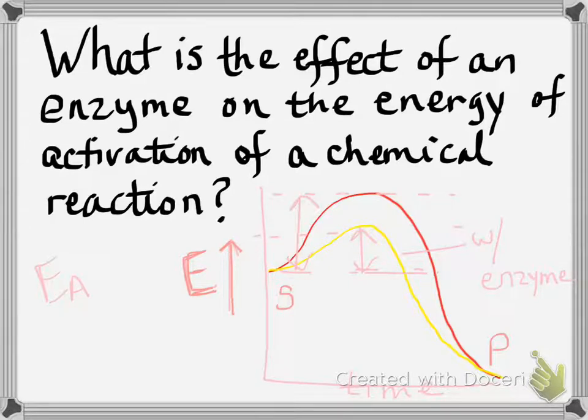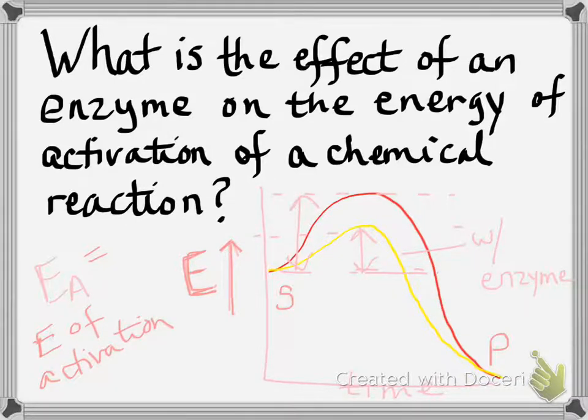It has to do with this and this. What are these humps called? Very good. Haley said energy of activation. And over here on the side, I wanted to talk about this. This is called the energy of activation. E sub A is the energy of activation. It's how much energy has to go into a chemical reaction to make it go.